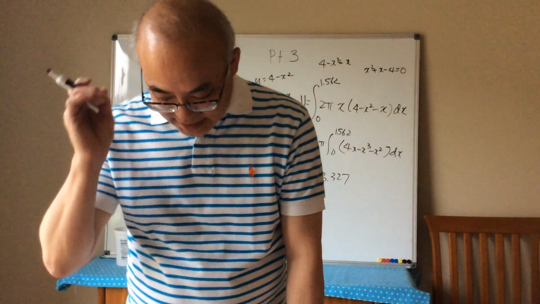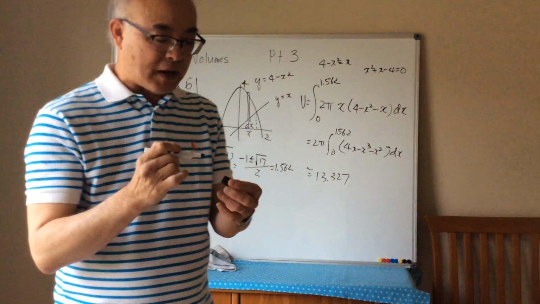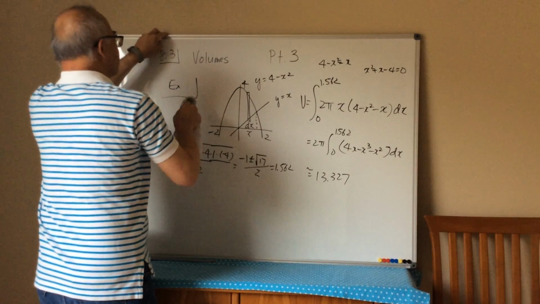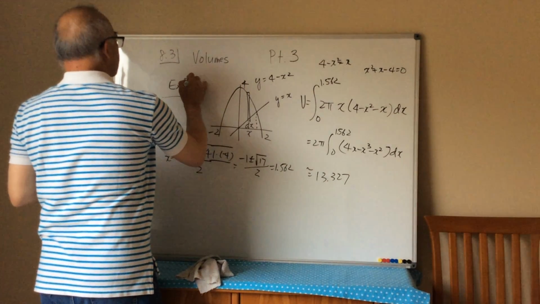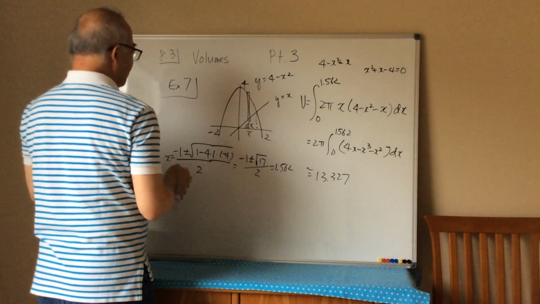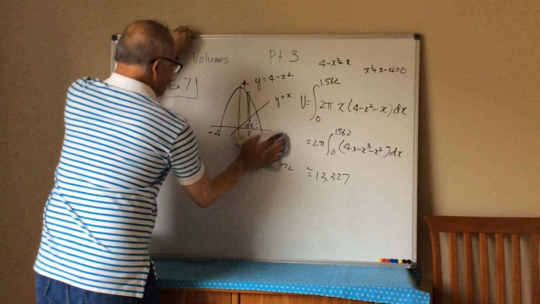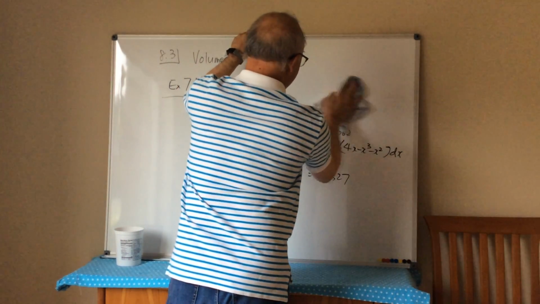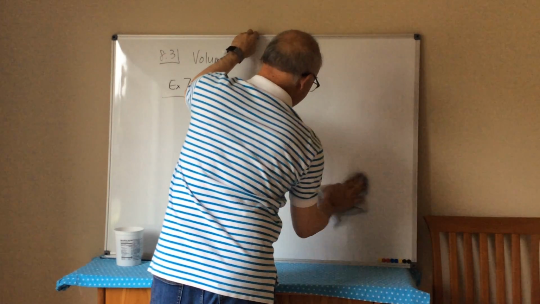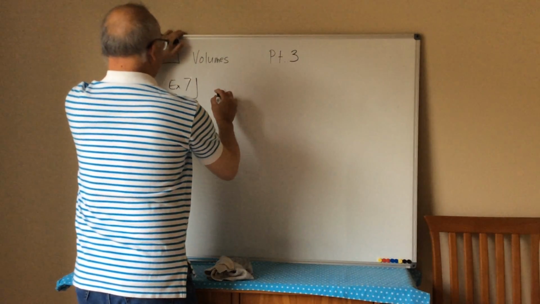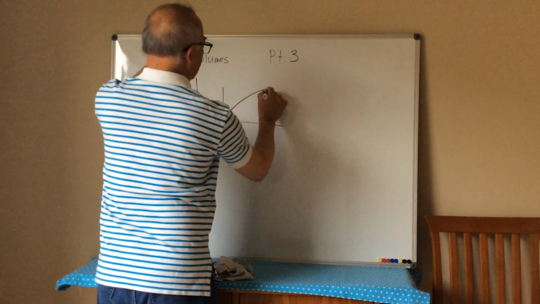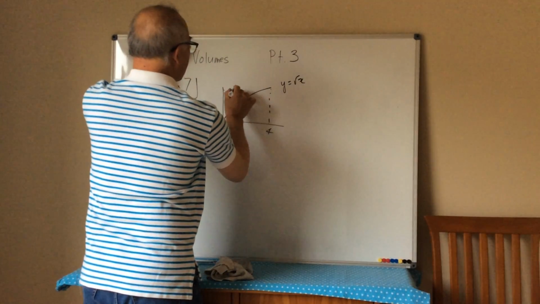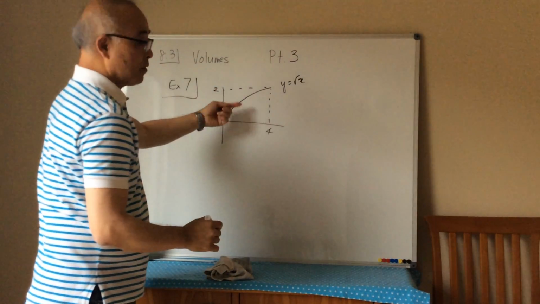Example number 7 is comparing different methods. Like I said, sometimes if the question does not specifically stipulate which method to use, you can use whatever method you want. So let's go back and revisit example number 5. What did they have us do? They had us do y = root x from 0 to 4. So this is 4, this is 2, and we're rotating around the x-axis.